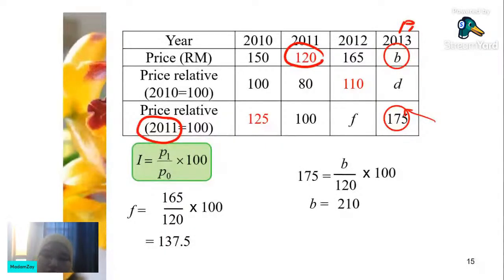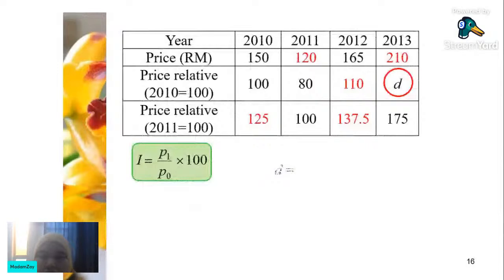So if we know the B already, we can find out what D is by using equation number 1 earlier. So D is equal to B over 150. So D over the price 210, which is the price in 2013, divided by B divided by 150 multiplied by 100. Because we found out the B already, we can find out the D. So D is equal to 140. So we have the index, all the values for A, B, C, D, E, F. So done. We are done now.